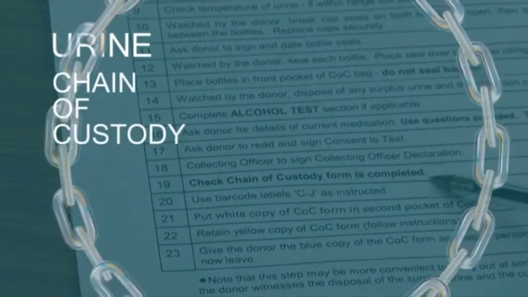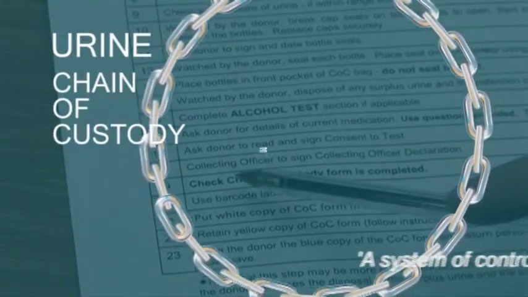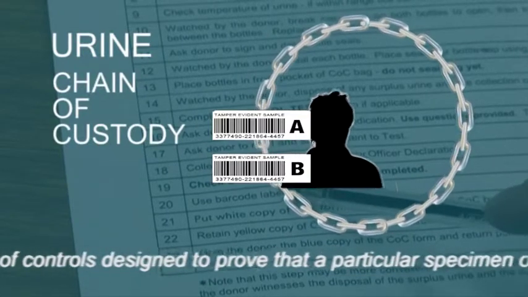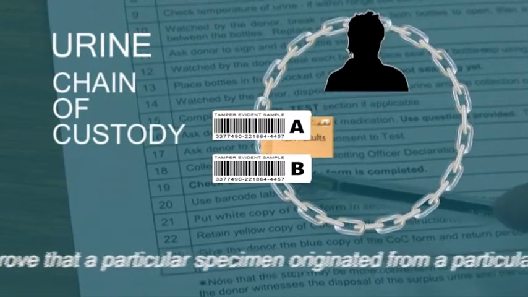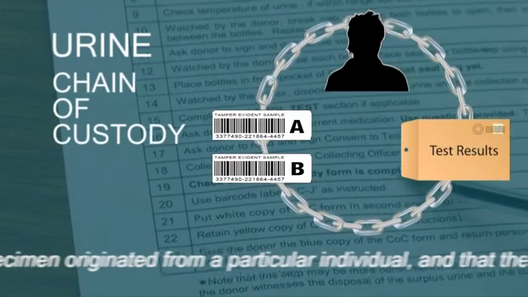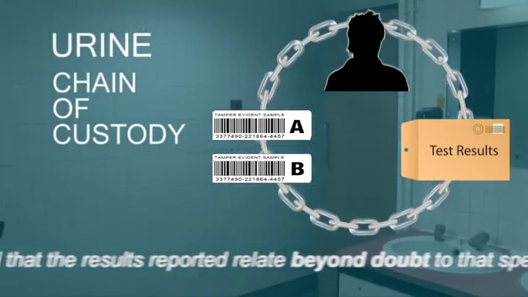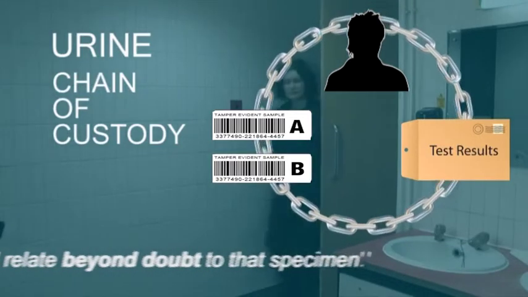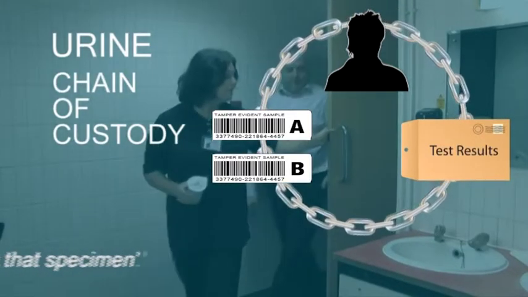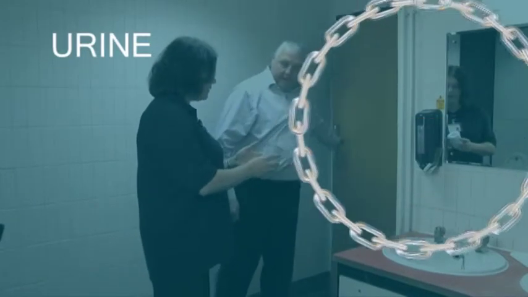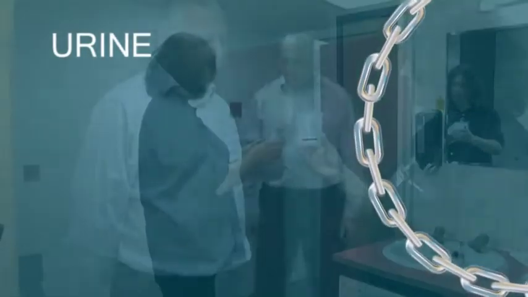Chain of Custody is the system of controls designed to prove that a particular specimen originated from a particular individual and that the results reported relate beyond doubt to that specimen. Your responsibility is to ensure that the link between the individual and the specimen is established at the point of collection, whilst allowing the individual privacy.